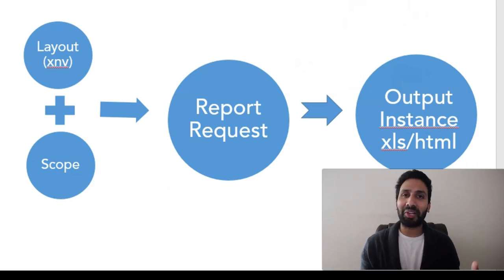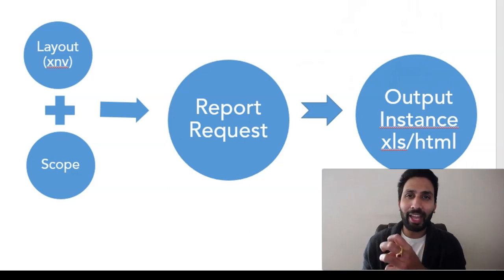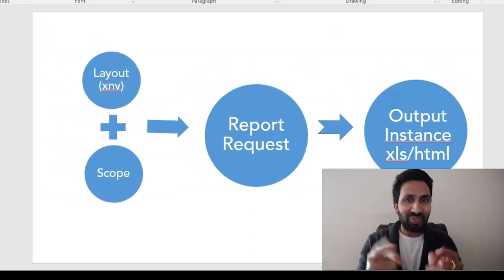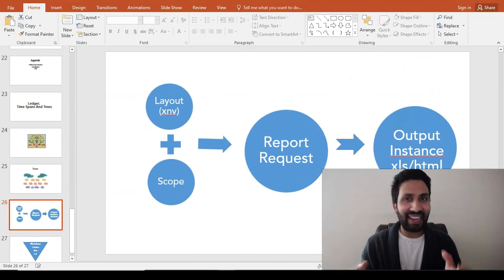Report request is almost similar to a run control page. It will club the layout and scope, and it will give you a user interface where you can run the nVision report. And lastly, once you run the nVision report using report request, the output can be in Excel format or in HTML format. Now let's start with step number 1, creating the layout for nVision.